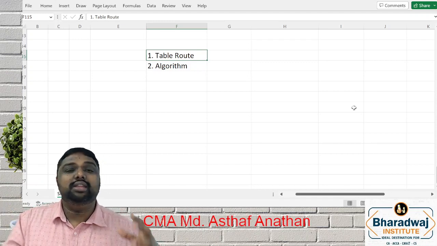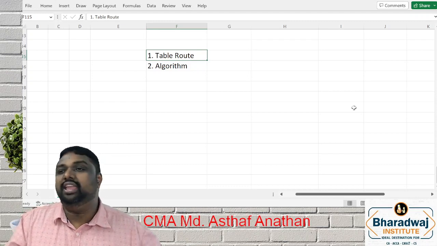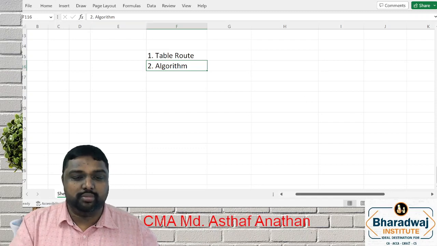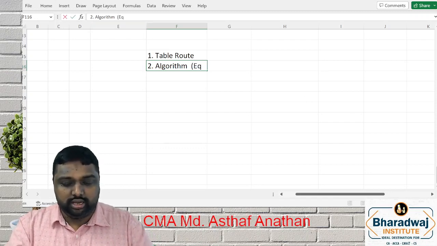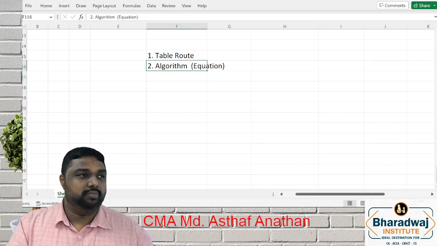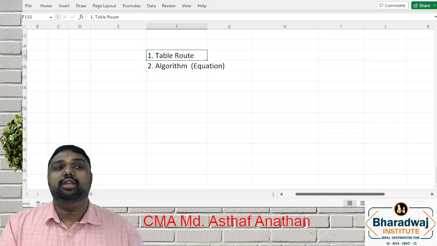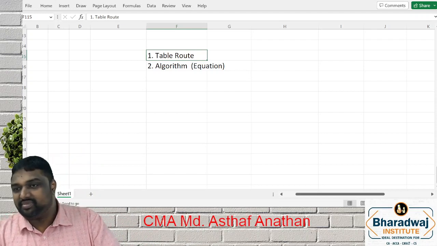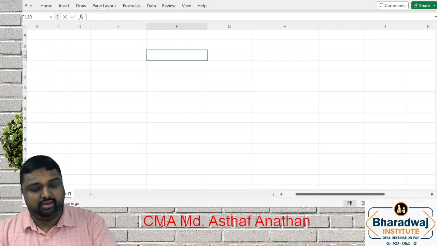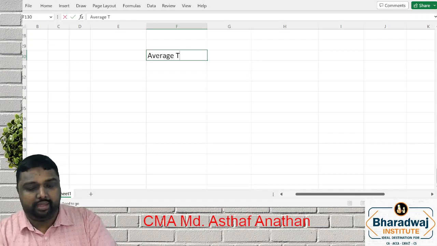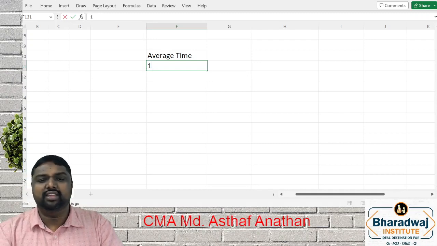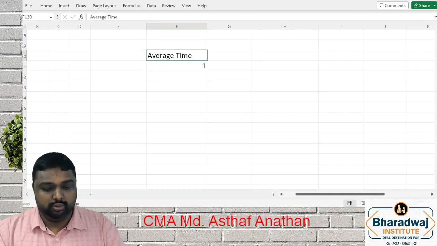With the equation method, the time taken for 1, 2, 3, any number you can get using the normal equation. You call this the algorithm method, where there is an equation you will follow. But whereas with the table method, every number will not work. So first we will discuss how the table method works. See, this average time for a job is 1 hour, or average time, or let's say per unit.